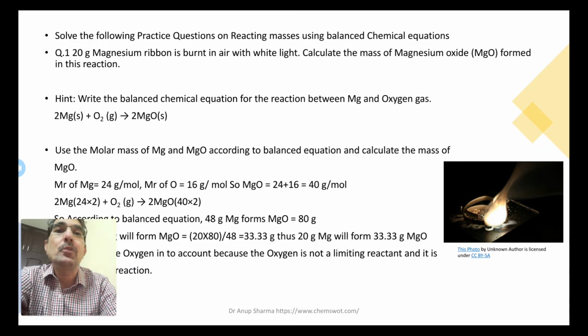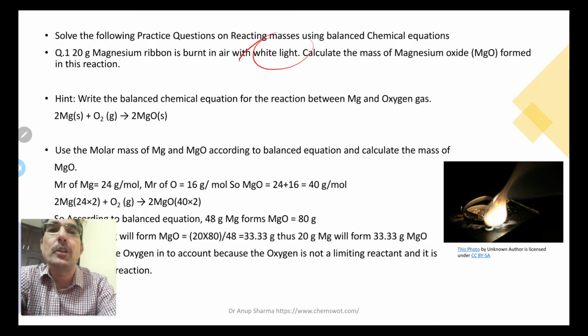So for example, you are given 20 gram of magnesium ribbon and you are burning it in air. Normally it burns with white light. So here nothing to do with that, it is just information. So calculate the mass of magnesium oxide formed in this reaction. So the magnesium oxide is forming, you are given the mass of magnesium which is 20 gram. Now how to go about it?